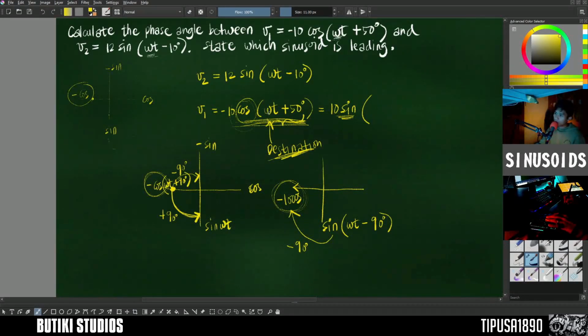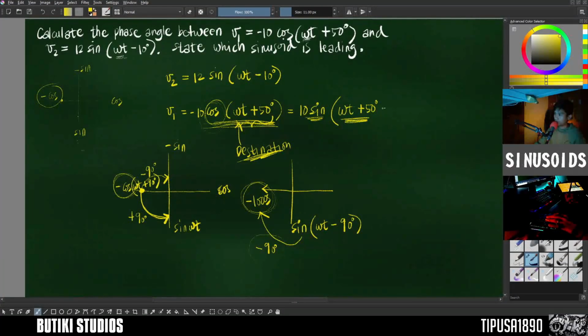Originally, we have omega t plus 50 degrees. This is the original argument. Minus 90 degrees. Thereby making this 10 sine omega t, where 50 minus 90 is negative 40 degrees. This is your V sub 1.